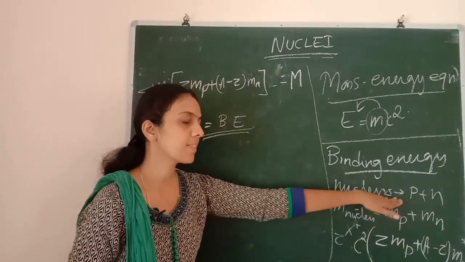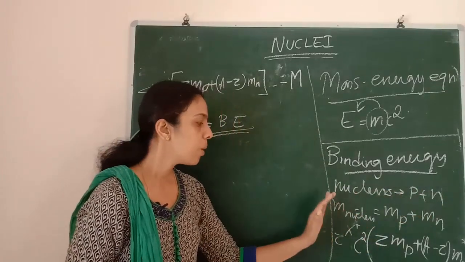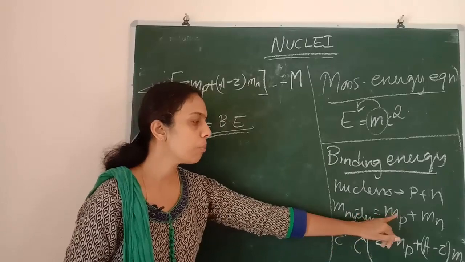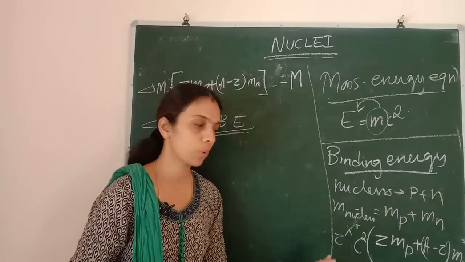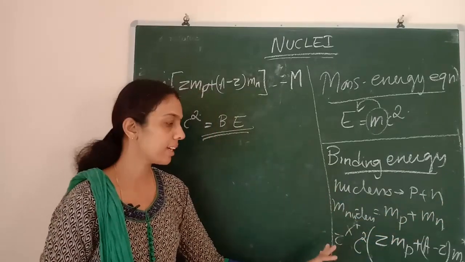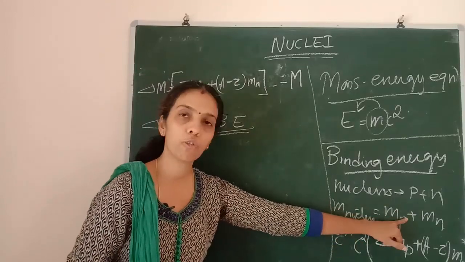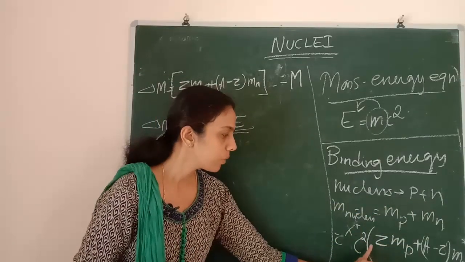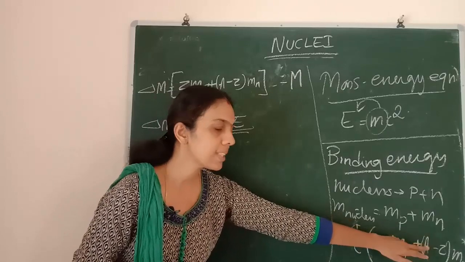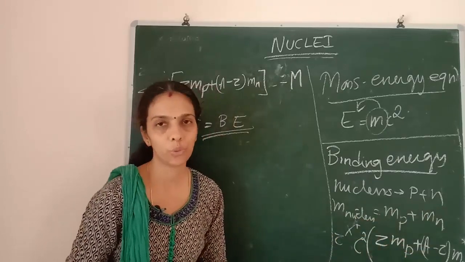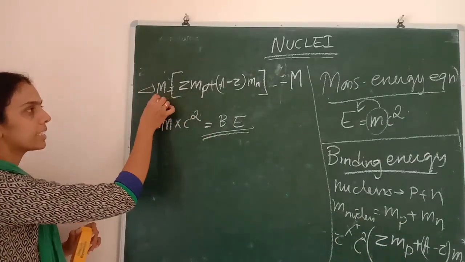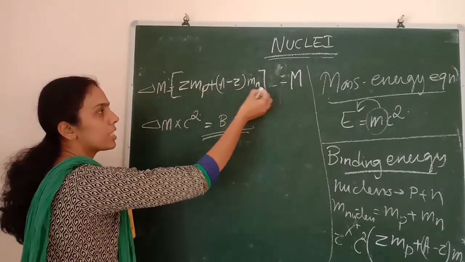So the nucleus consists of protons and neutrons. So the mass of a nucleus, or the mass of an atom we can consider like this: mass will be equal to the mass of protons plus the mass of neutrons, that is, Z into the mass of proton plus (A minus Z) into the mass of neutron. So delta M will be equal to this much.